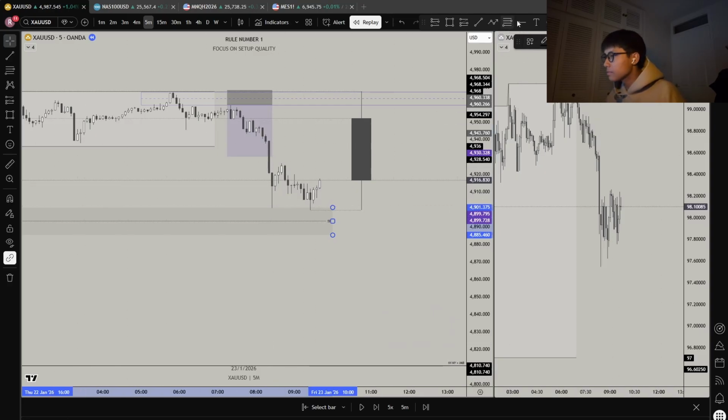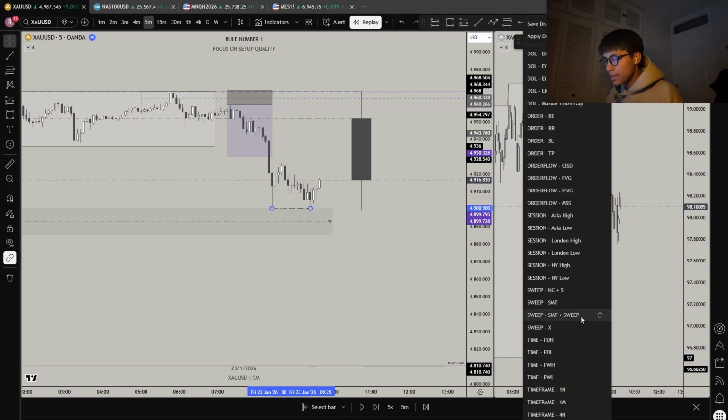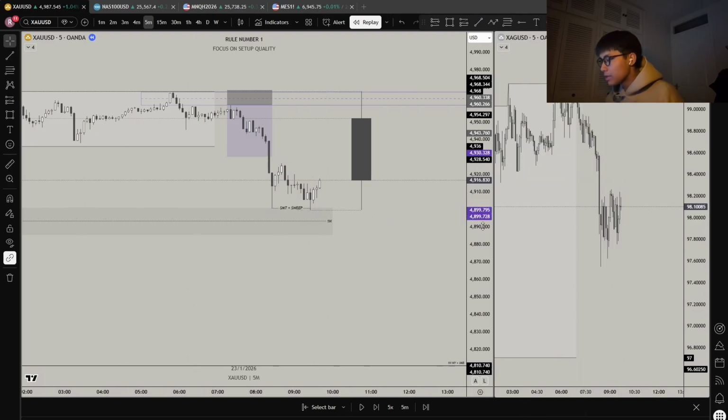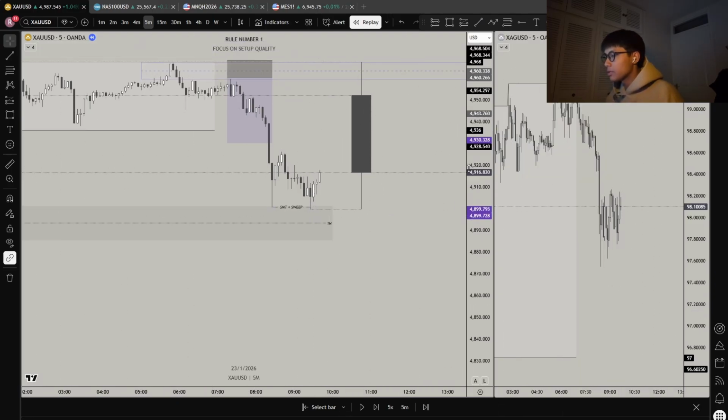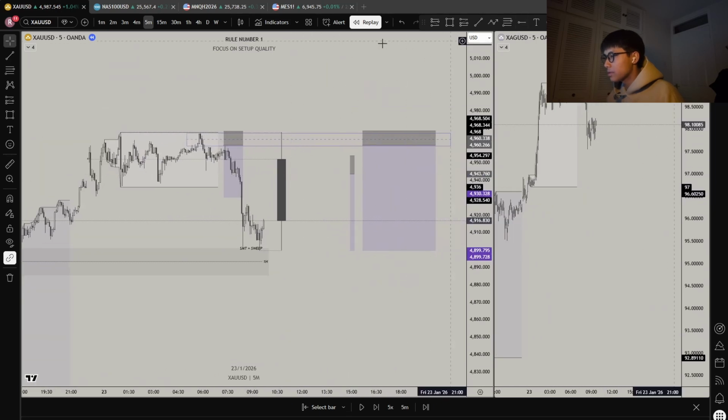Yes, crazy price action, by the way. So this was during London session, London Open as well, like the London AM session. We had this SMT sweep and price just went straight up after this reaction.